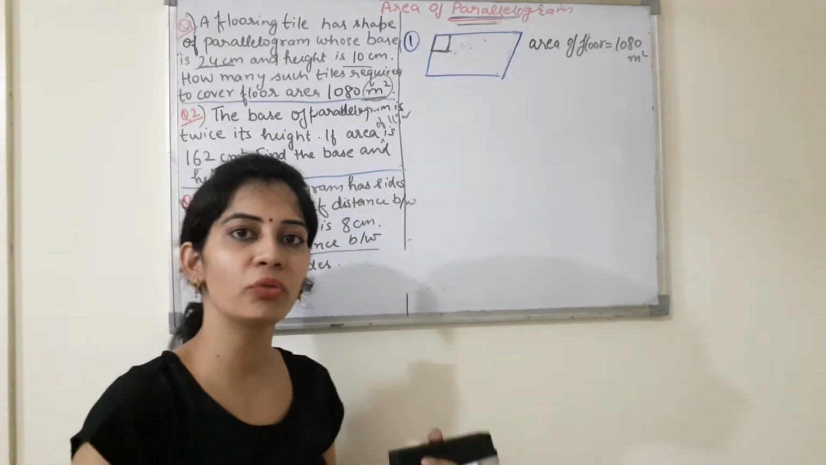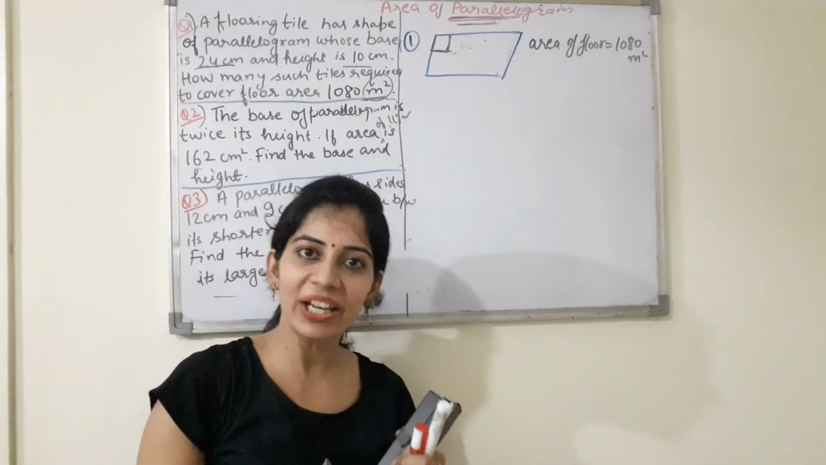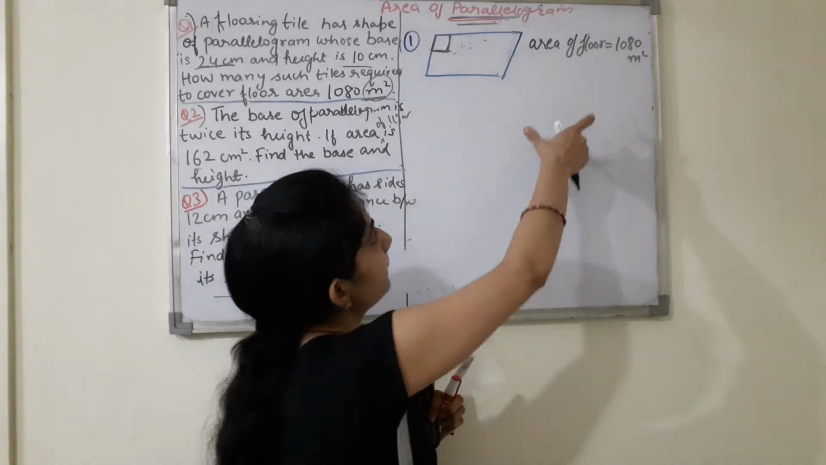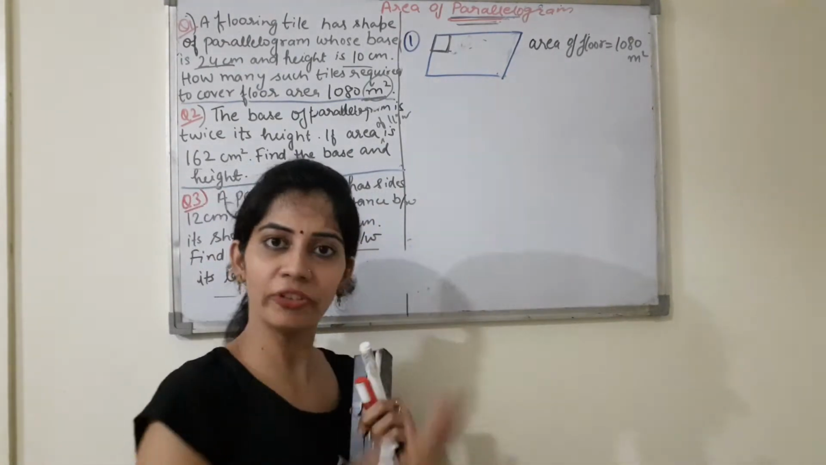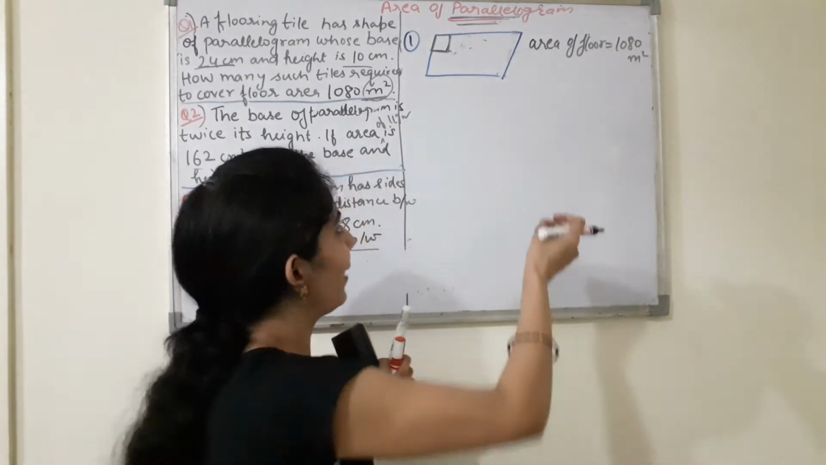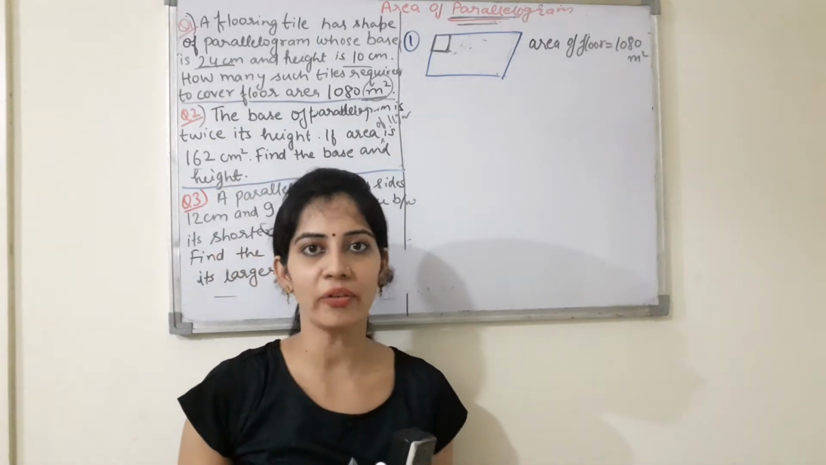So for this, simply what we will do, we already know the area of the floor. We will simply find the area of each tile and then divide the area of the floor by the area of each tile. Okay? We divide the total area of the floor by the area of each tile, then we will get the number of tiles, right?